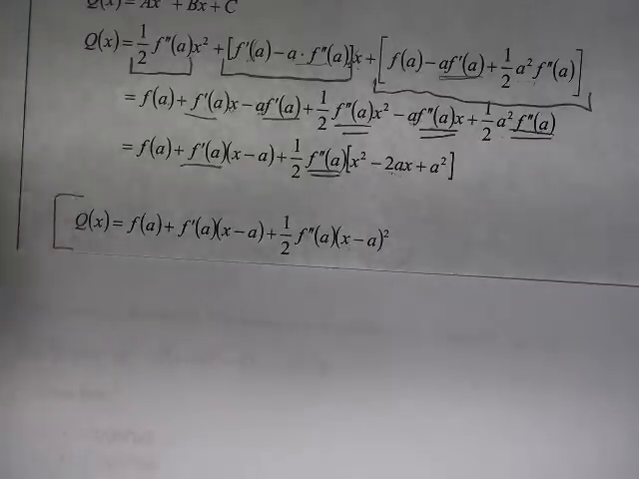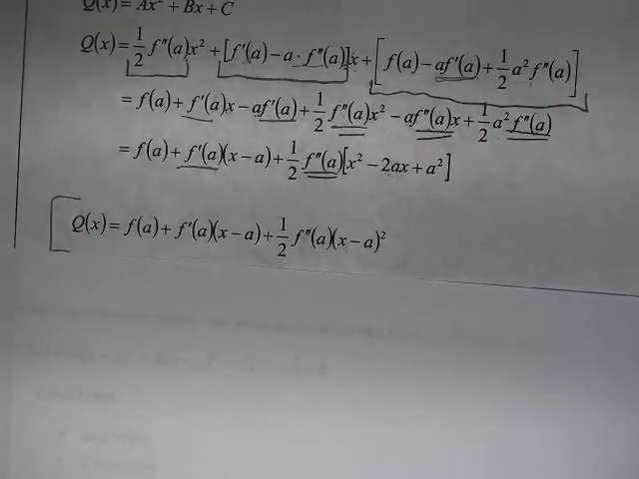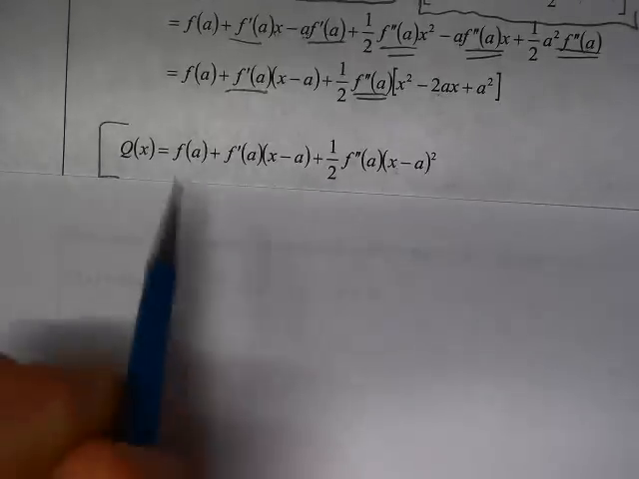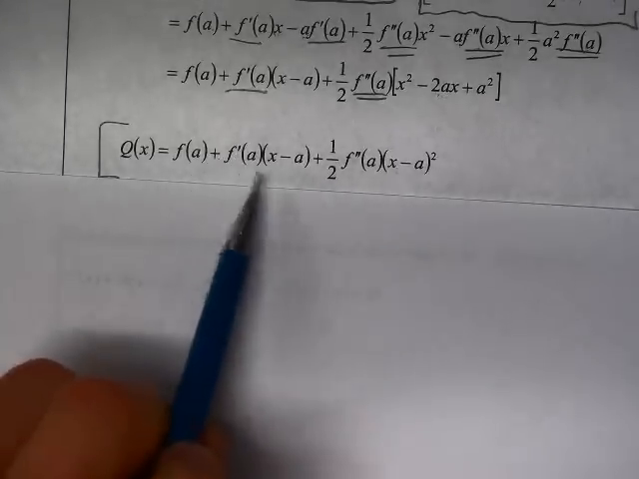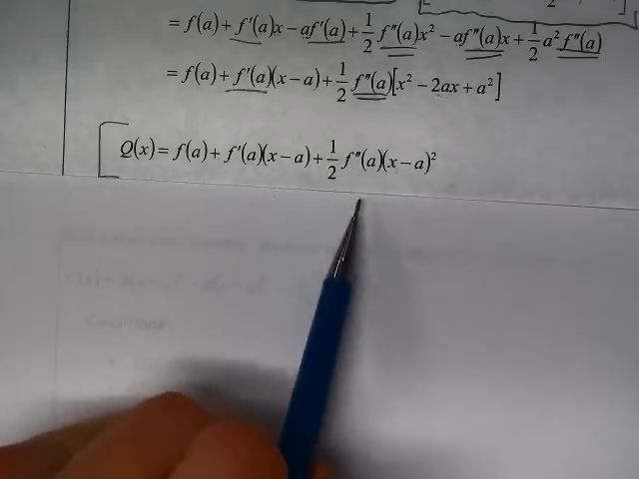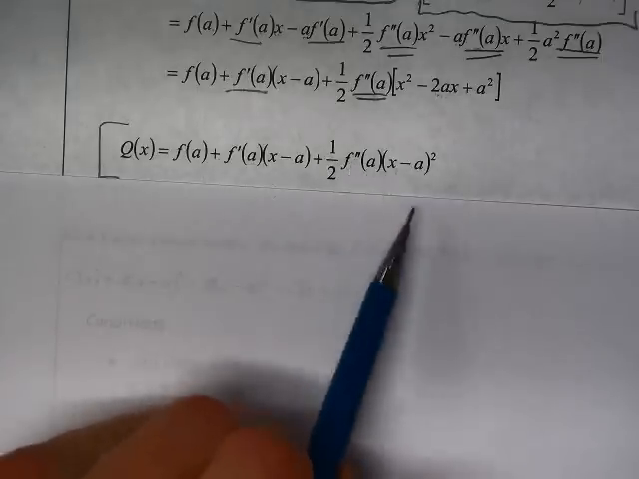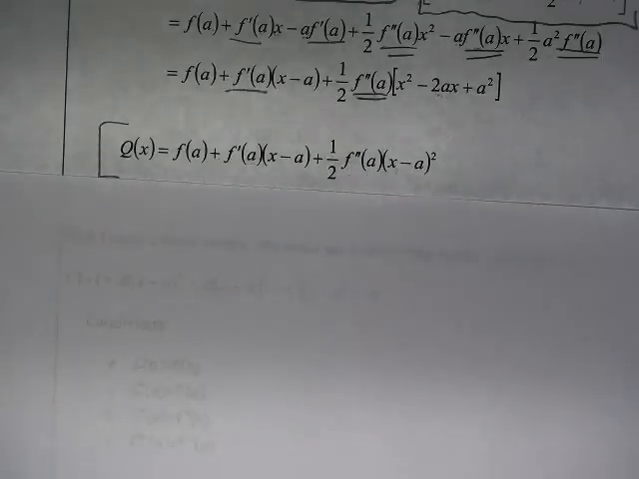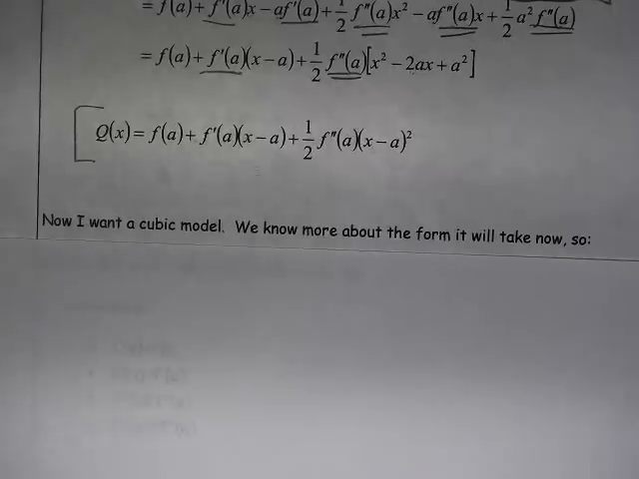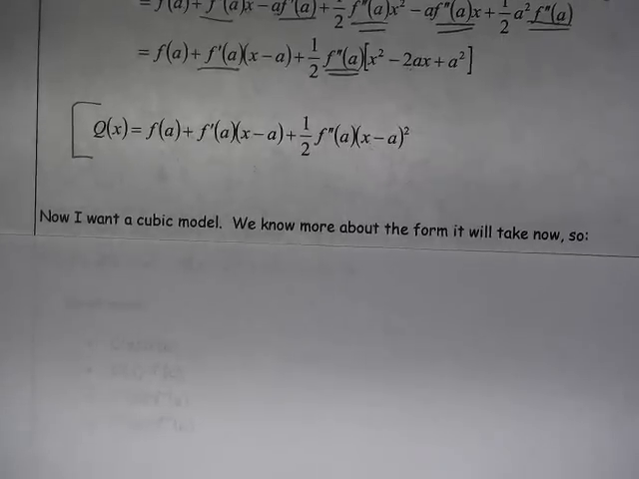So here's my quadratic model. So I have f of a plus f prime of a times x minus a plus 1/2 f double prime of a times x minus a squared. That's my quadratic model. Now let's go to a cubic model. I want a cubic model now.